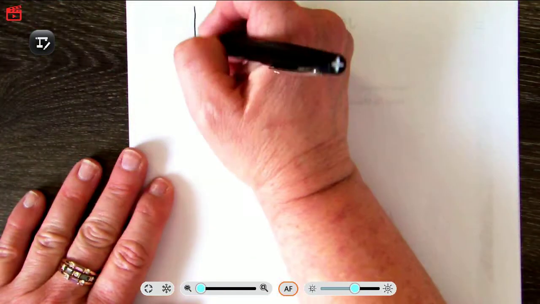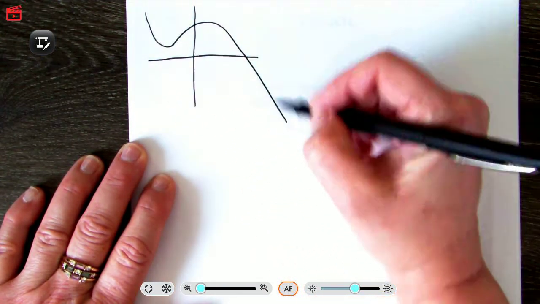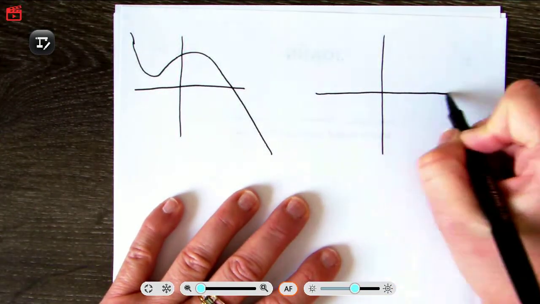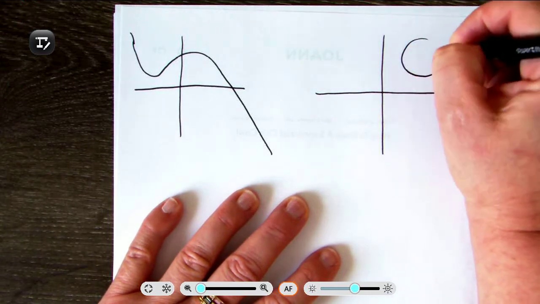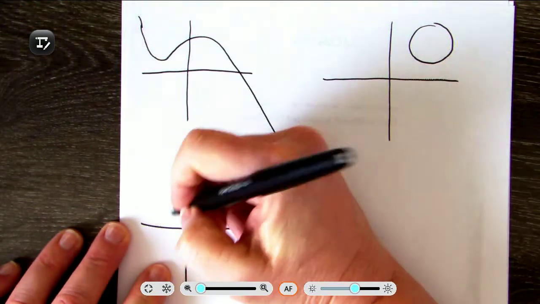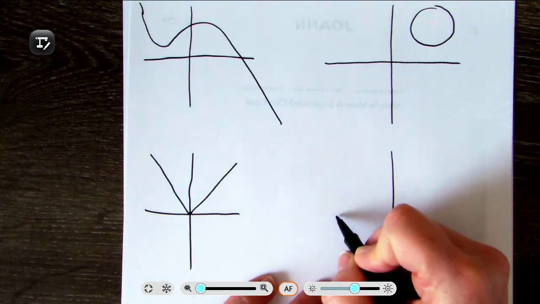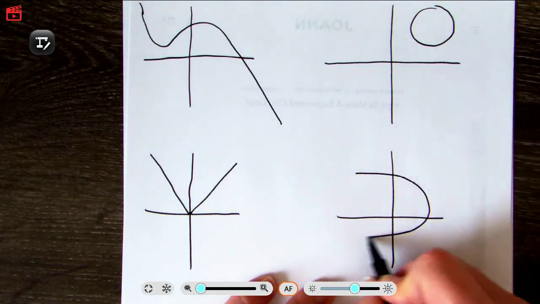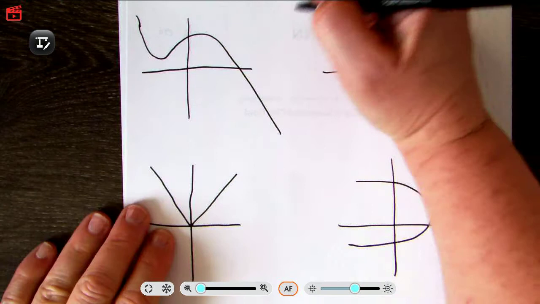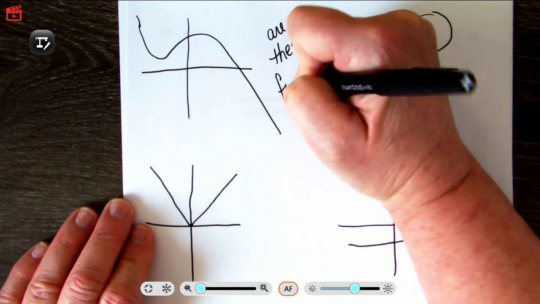So I'm just going to draw some pictures. I don't know, there's a picture of a graph. You know, let's do a circle. Let's do a couple other ones. Here's our V piece that we've seen before. Let's look at this guy, something that looks like that. So there's some functions, or graphs. I shouldn't say functions. These are graphs. Are these functions?